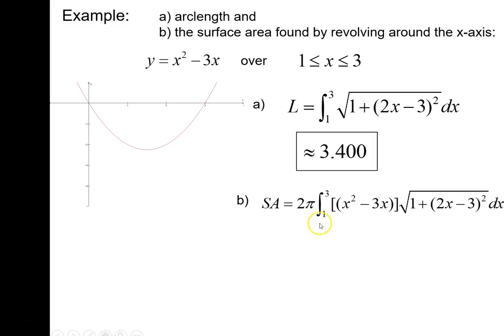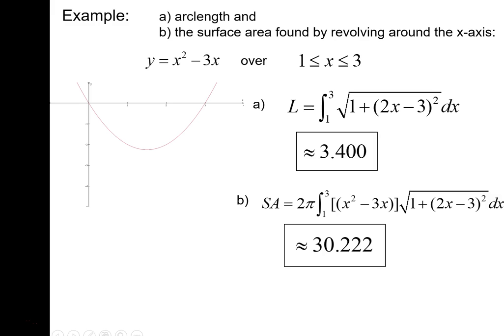Now for the surface area, we're going around the x-axis. So I'm going to use that first version. Look back at your notes of the formula, that first version of the surface area. So it's 2 pi times the integral from 1 to 3 of f of x, which is x squared minus 3x, the original function, times the square root of 1 plus the derivative squared. And you can't just put in that 3.4. You've got to actually put in the function again for the arc length. And then we're going to use technology to integrate that, and we get a value of 30.22.